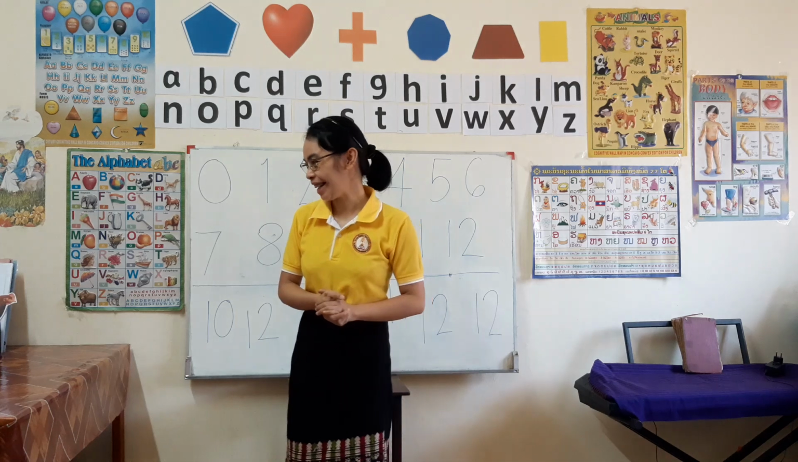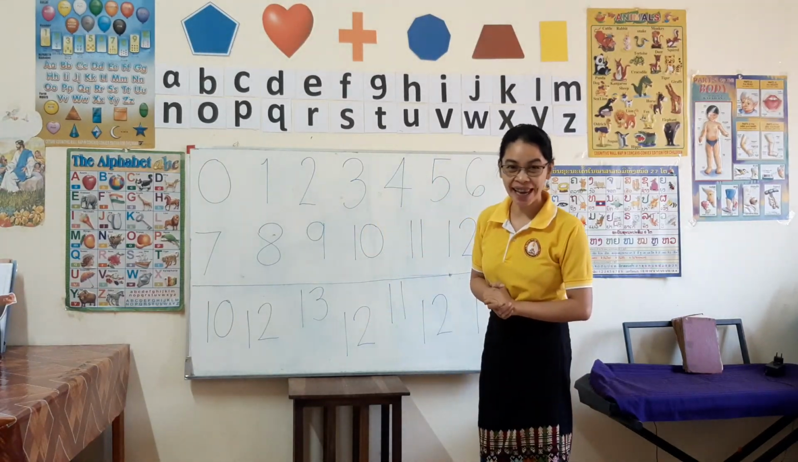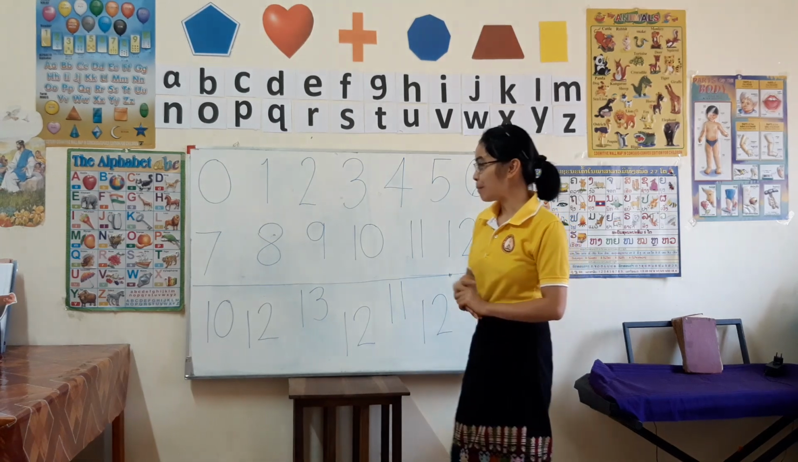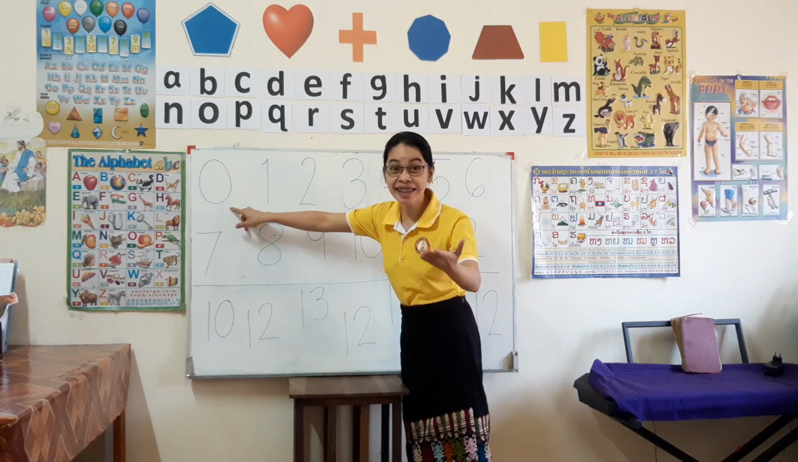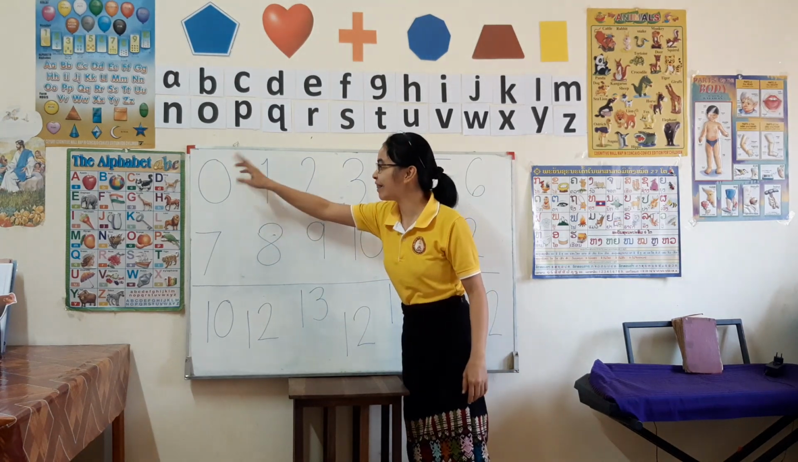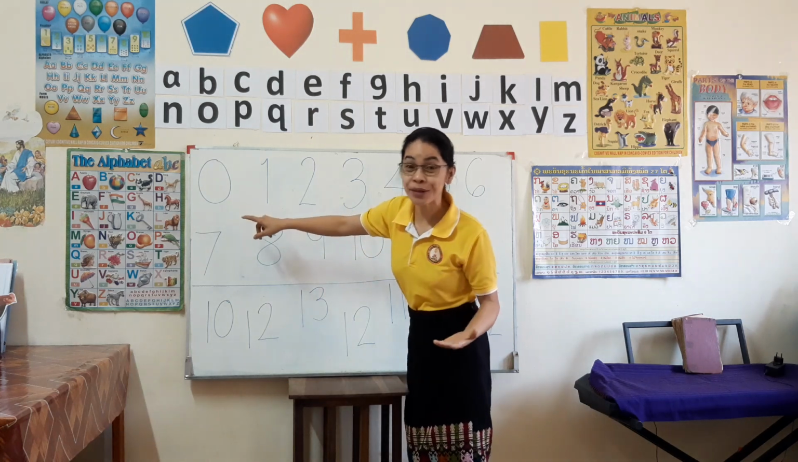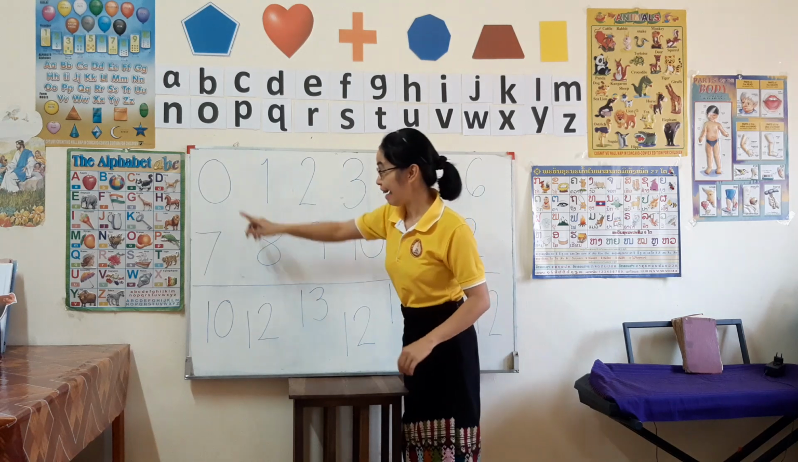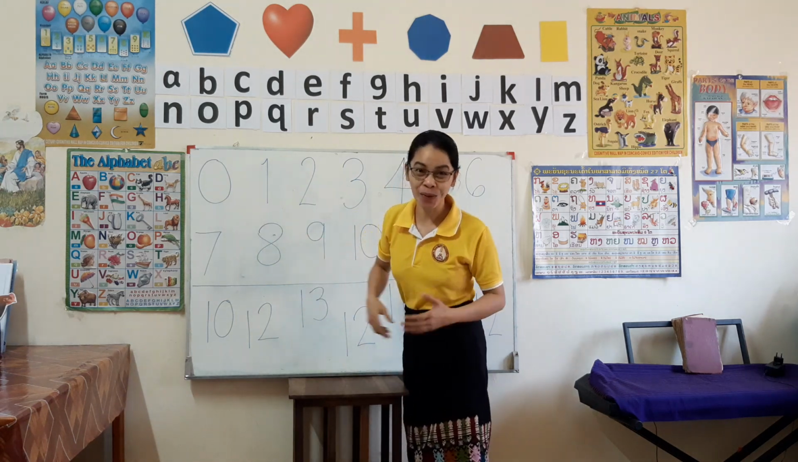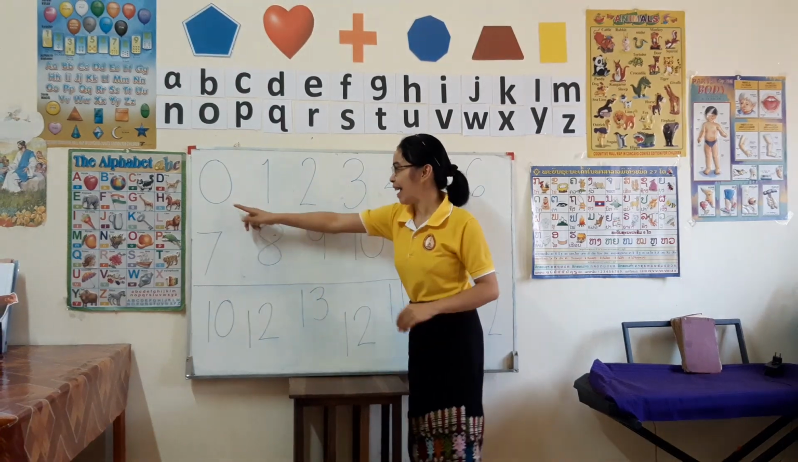Let's get started. In today's video, we will talk about numbers. Okay? So, do you remember what number this is? You're going to say circle. Yeah, it looks like a circle also. But if I ask you what number this is, I'm talking about numbers, it's zero. Can you say it with me? Zero. Very good.